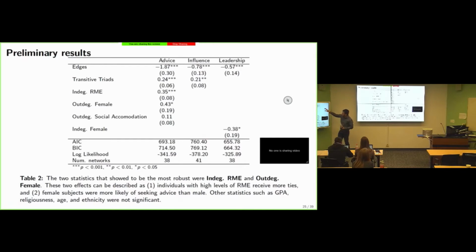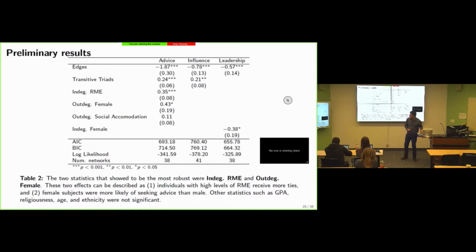So for a start, in all of them, the edge parameter is negative and significantly negative, which means that networks are sparse. Social networks are sparse, right? Which we know. But we also see an interesting pattern: there are transitive triads. In other words, the balance term has higher prevalence in these networks than by chance, which is very interesting. And this result goes in line with the things that we have found in the theory, that balance is important.